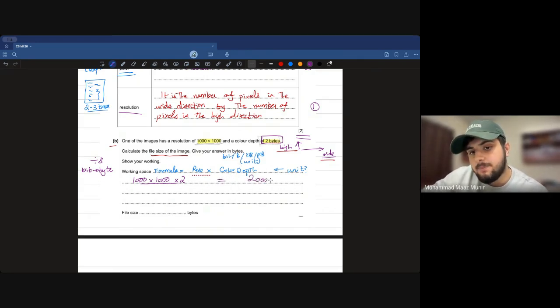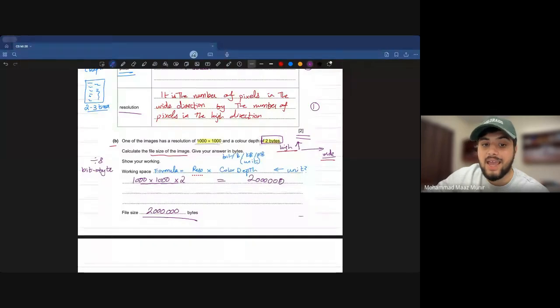So I'm going to be getting the answer directly as 2 followed by 6 zeros. So 1, 2, 3, and then 4... 1 0 0 0 and 0 0. Yeah. So my answer is going to be 2000000 bytes, and that's going to be my answer.